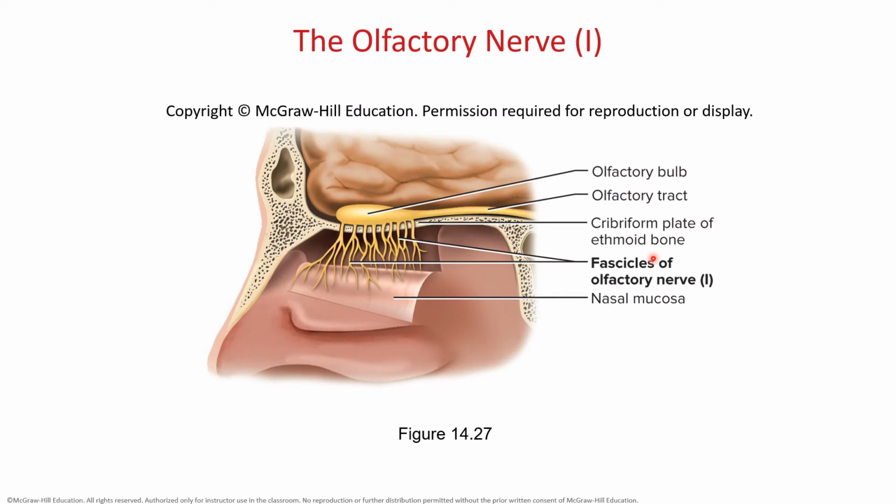Let's talk about cranial nerve number one. Cranial nerve number one is the olfactory nerve. The function of cranial nerve number one is your sense of smell. Cranial nerve number one is purely a sensory nerve. And you can see right here, here's cranial nerve number one, the olfactory nerve. This is your sense of smell. This is inside your nasal cavity here.